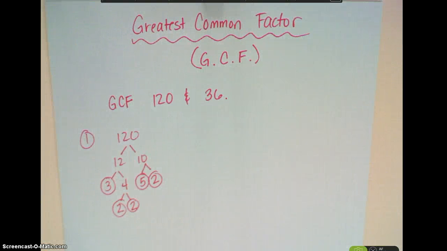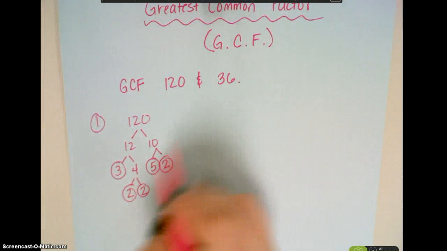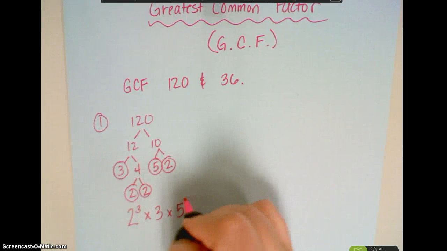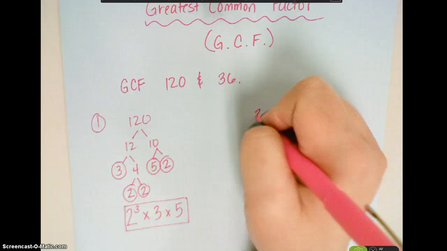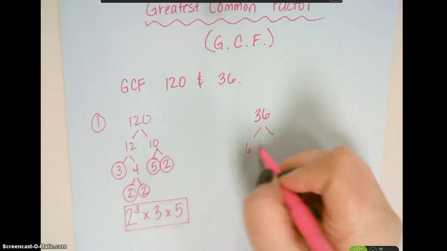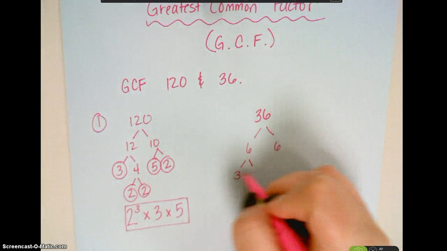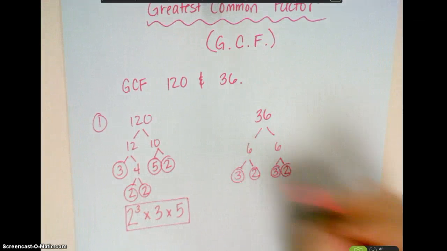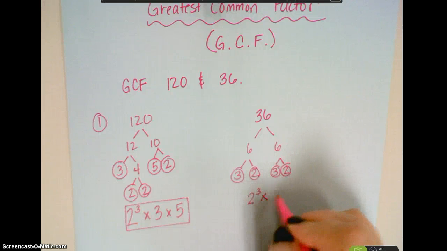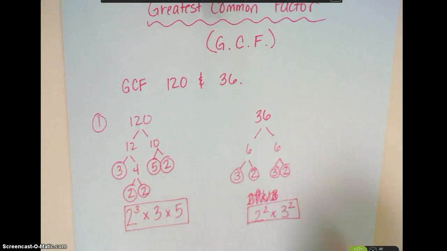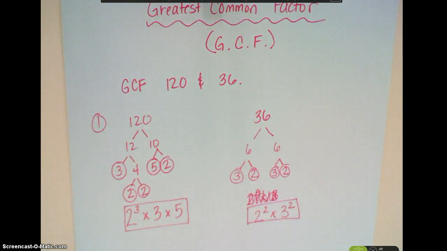So to write that in my exponential form, I'm going to count up my 2's, 1, 2, 3. So it's going to be 2 to the third power times 3 times 5. Then I'm going to find my exponential form for 36. That's going to be 6 times 6. Split that into 3 times 2 and 3 times 2, which is all prime. So when I write that out, it will be 2 to the third power times, nope, that's not right. See, even teachers make mistakes. 2 to the second power times 3 to the second power. So that will be my factor tree for that.